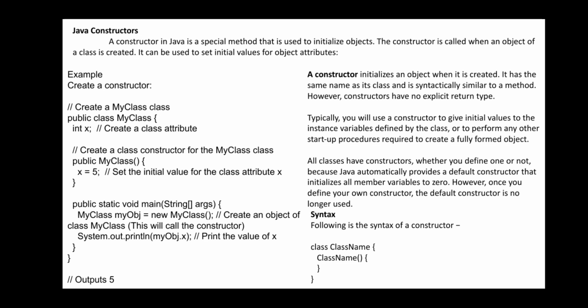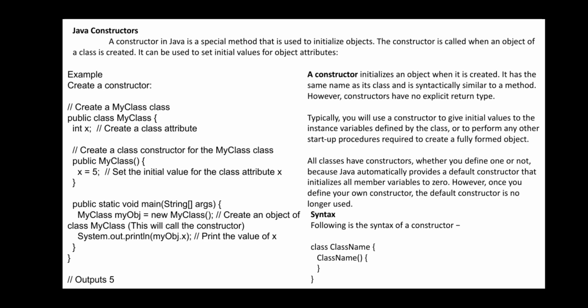A constructor in Java is a special method that is used to initialize objects at runtime. All the objects will be created at the time of runtime itself. The constructor is called when an object of a class is created. At that time the constructor function, or the class constructor, will be called. It can be used to set initial values for object attributes.